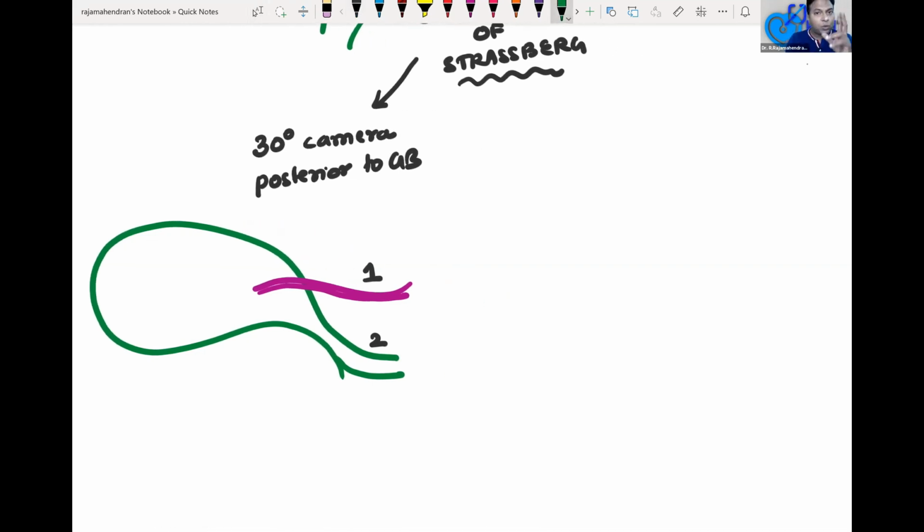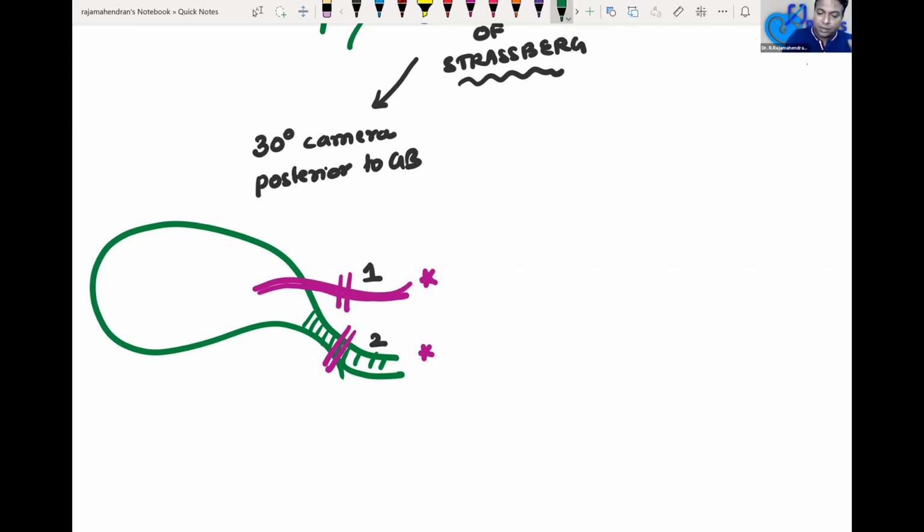So if there is one duct and one artery entering, there is nothing to worry. One artery and one duct is entering, you can put a clip on this duct, you can put a clip on this artery, and we can cut and remove the gallbladder. After that, there is no issue.